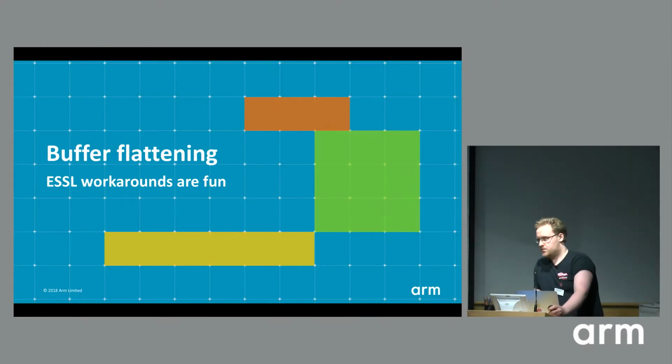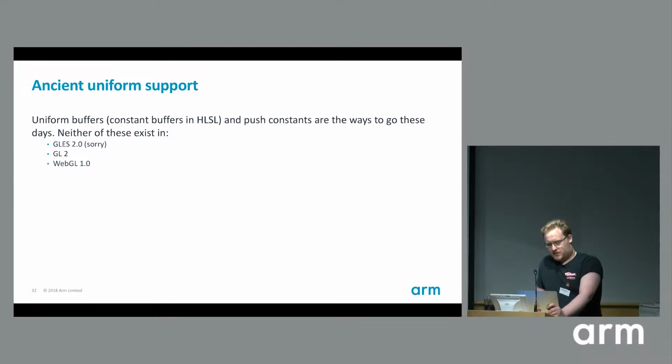So yeah, it gets worse. Buffer flattening. Mobile people will probably know about this. In modern APIs, there are no non-opaque uniforms. So you can't have a uniform int anymore. You can't have a uniform struct. You can't have anything like that. It's only push constants and uniform buffers. That's what you get these days.